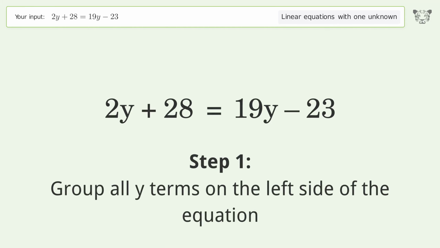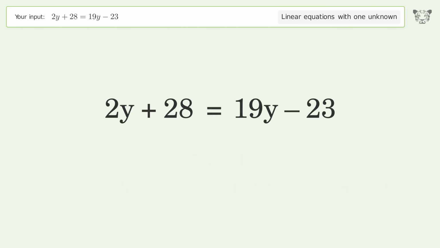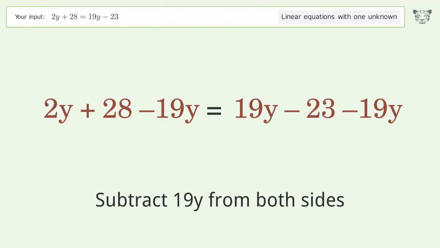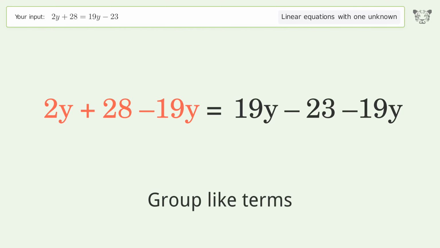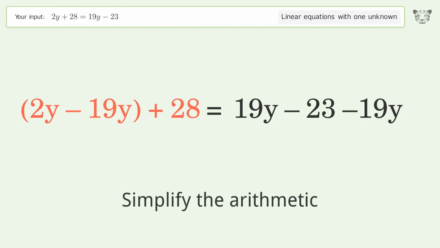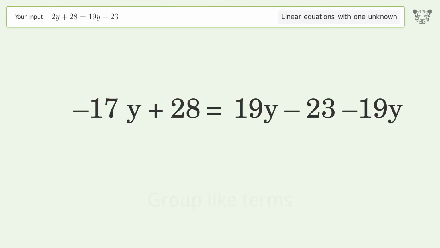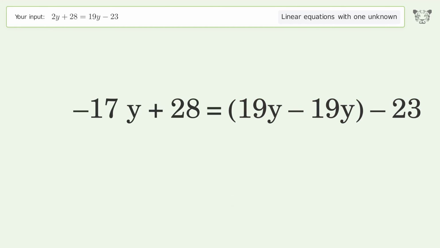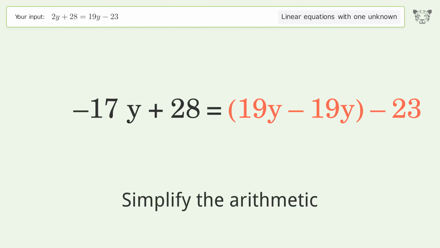Group all y terms on the left side of the equation. Subtract 19y from both sides. Group like terms. Simplify the arithmetic. Group like terms. Simplify the arithmetic.